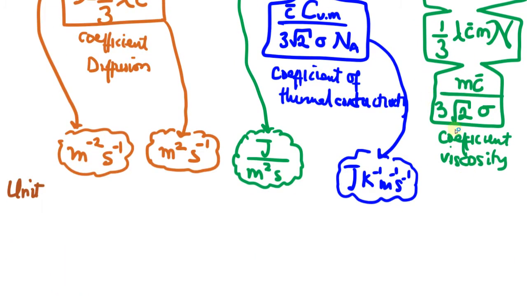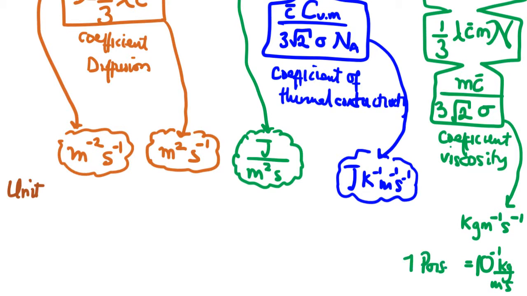In terms of the unit, our unit for the coefficient of viscosity is usually kilograms per meter per second, or this is shown to be 10 to the power of -1 of that unit equal to 1 poise. And we talked about poise, which is a measuring unit used to determine the viscosity of a gas, and this is represented as P.